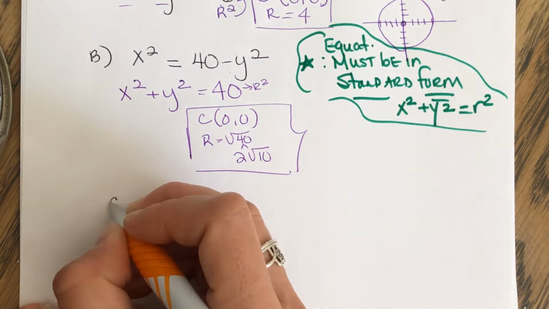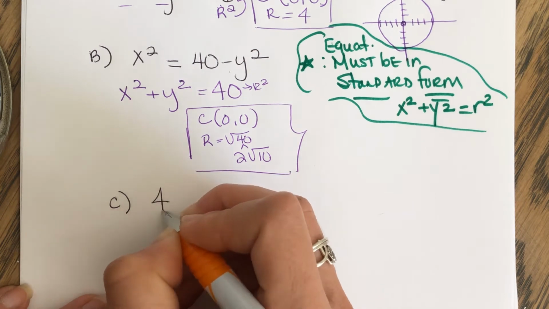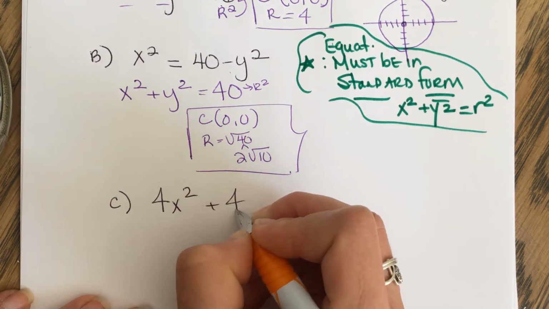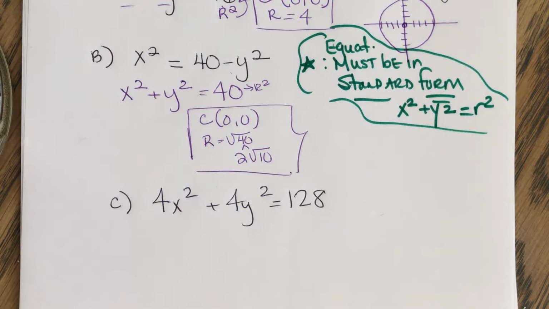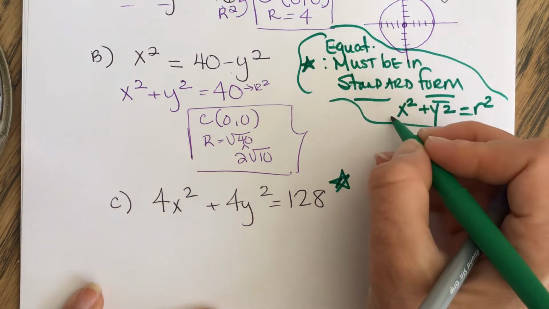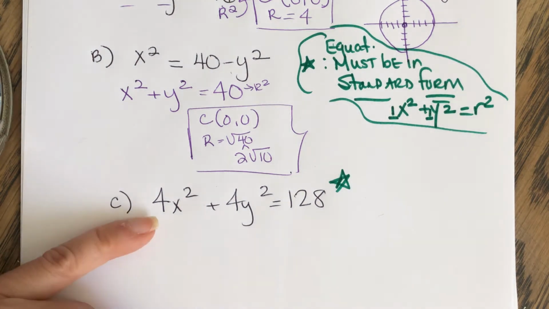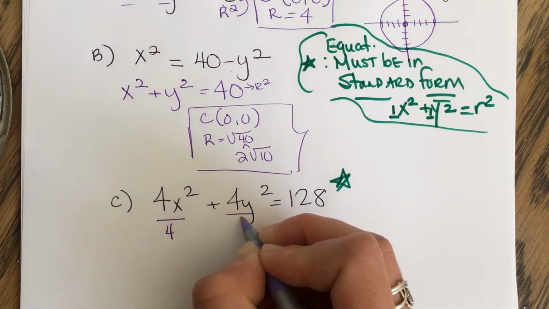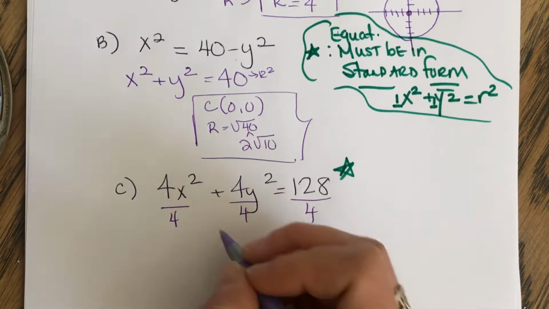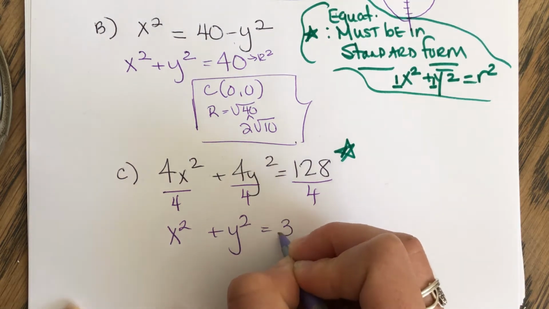So now letter C. What happens if I said 4x squared plus 4y squared equals 128? Again, that is not in standard form. And if you're wondering what I mean, standard form means this must be 1 and that must be 1. They're not ones, so to make them ones, we're going to divide everybody by 4. So you have x squared plus y squared equals 32.